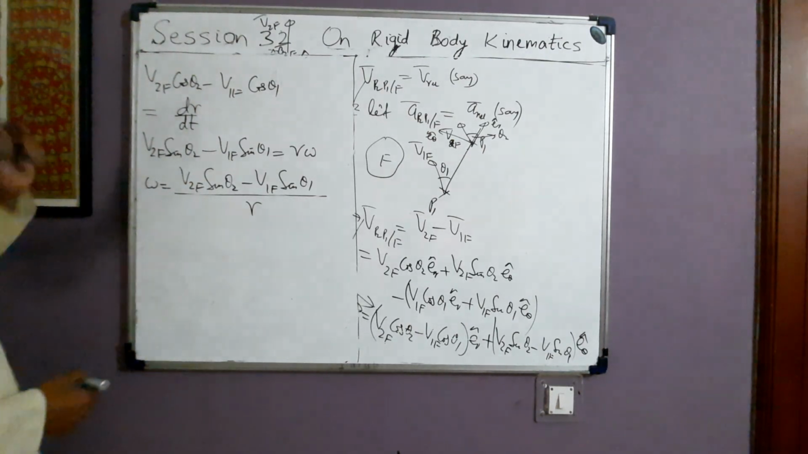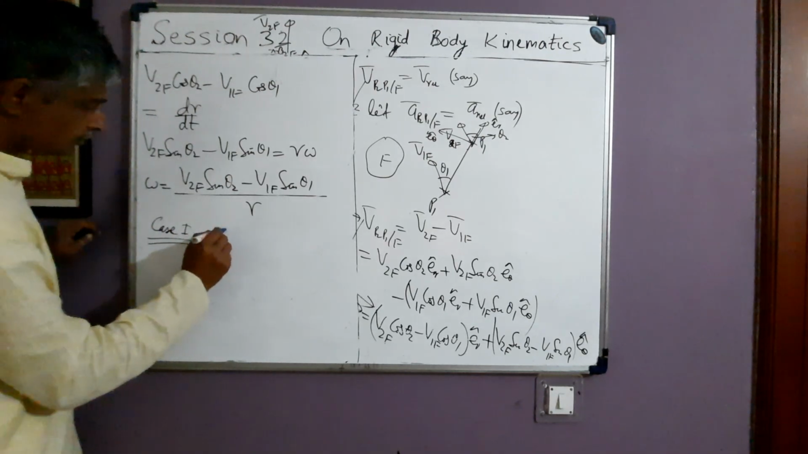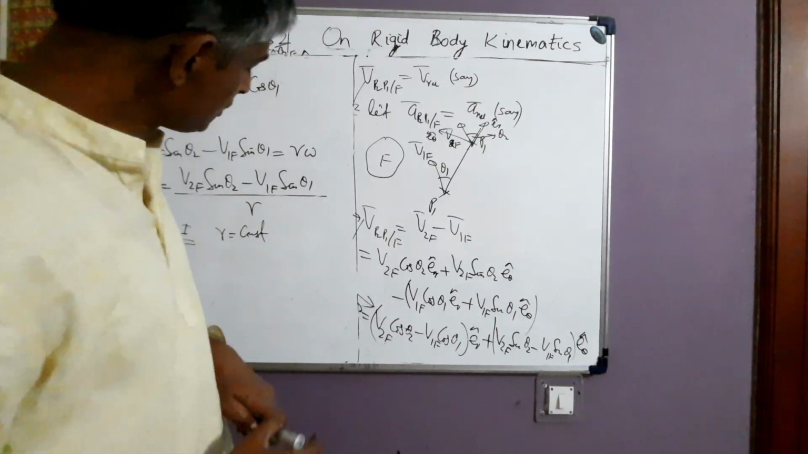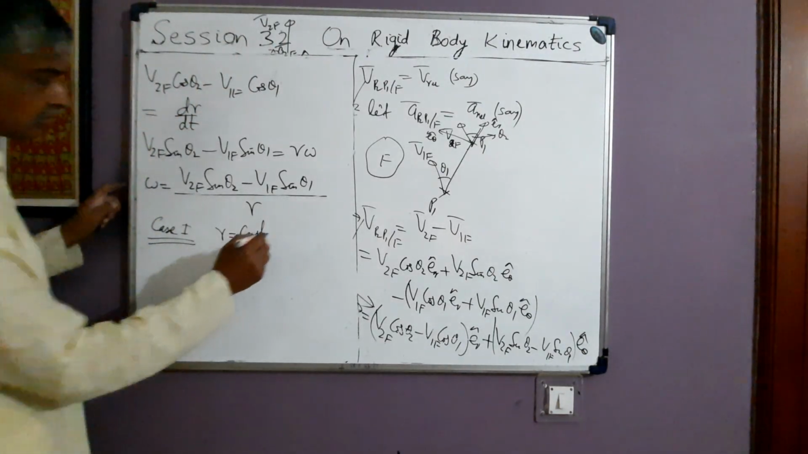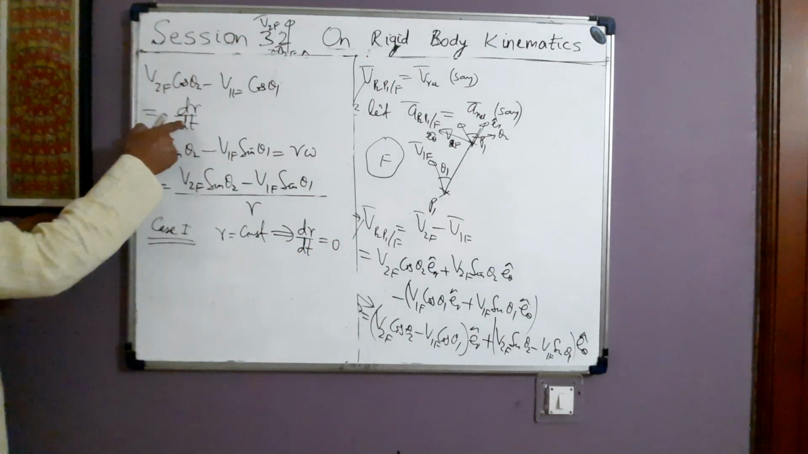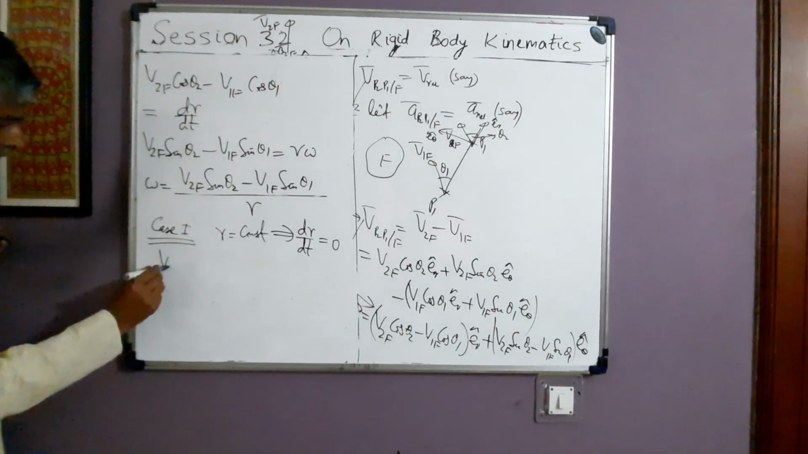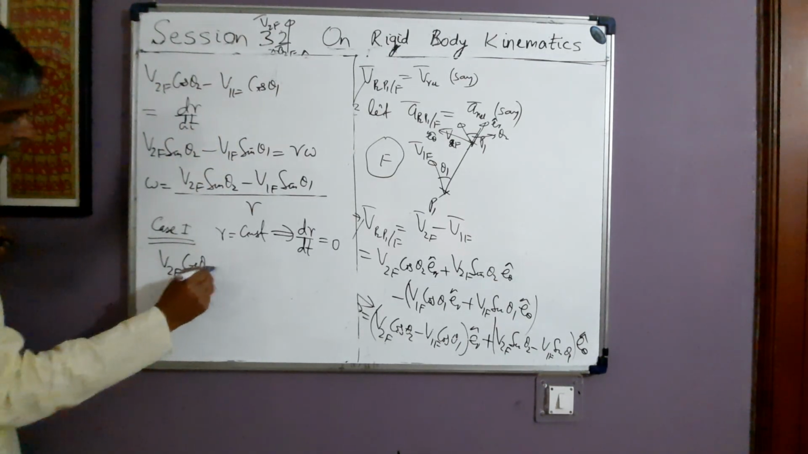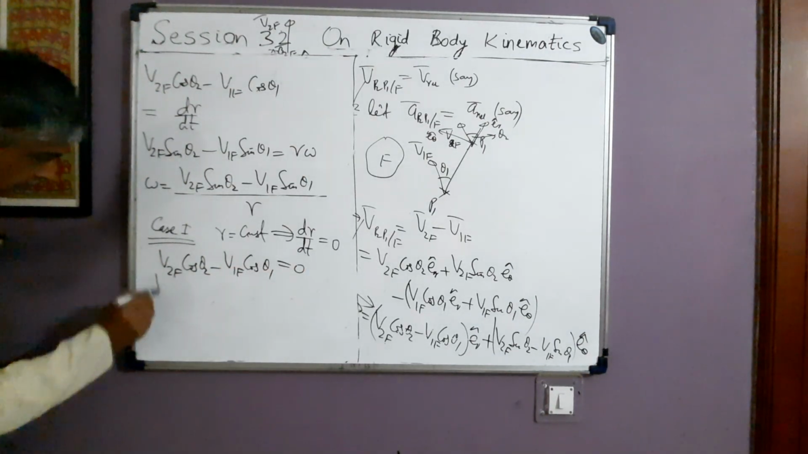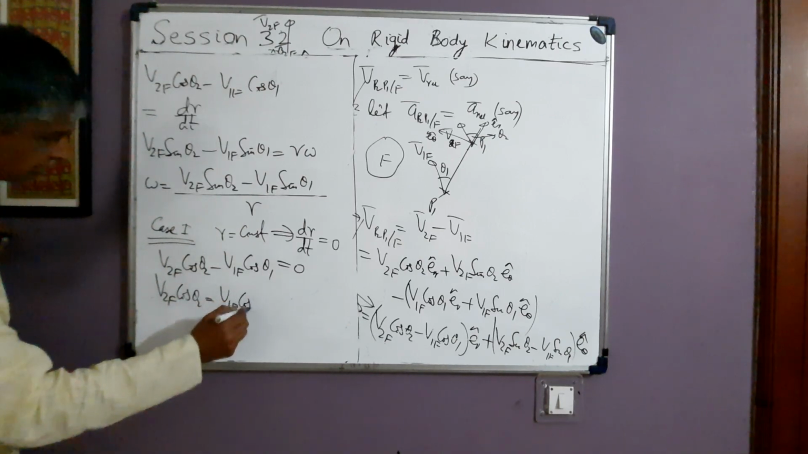Now we take 2 cases, case 1 and case 2. Case 1, R is constant. The points P1 and P2 move in such a way that the separation between these 2 points is constant. This will imply from the rule of calculus that dr by dt is 0. So this term goes away, and this minus this equals 0. V2F cos theta 2 minus V1F cos theta 1 becomes 0. This is V2F cos theta 2 equal to V1F cos theta 1.